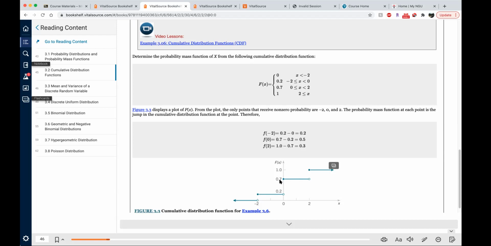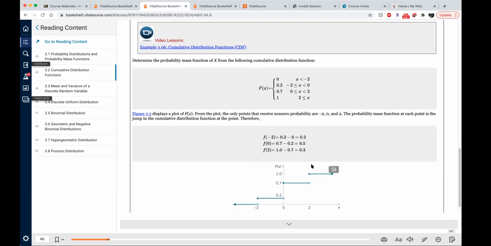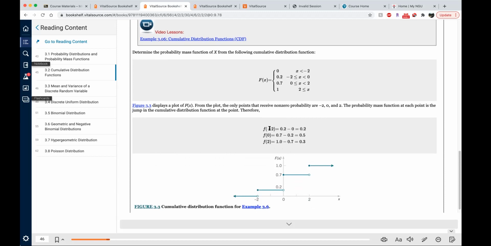Okay, that doesn't mean the PMF at 0 is 0.7. No, the PMF at 0 must be 0.5. Why? Because the value of the CDF at x equals 0 is 0.7, which means 0.2 plus something equals 0.7. What's that something? It must be 0.5 at x equals 0. So the PMF at x equals 0 is 0.5. We see it right there. Through this, we can figure out all the PMF values.